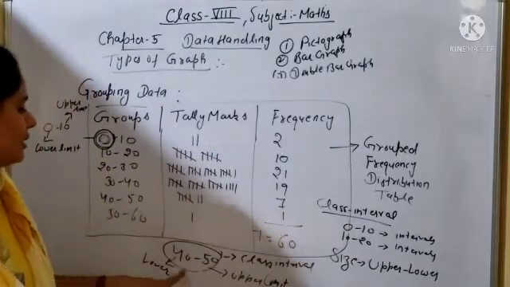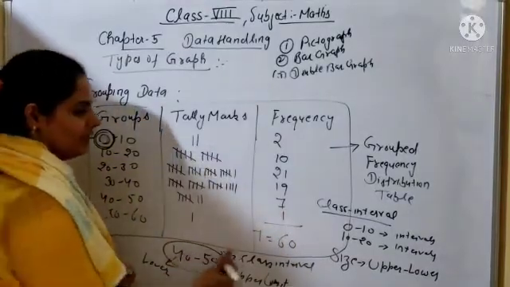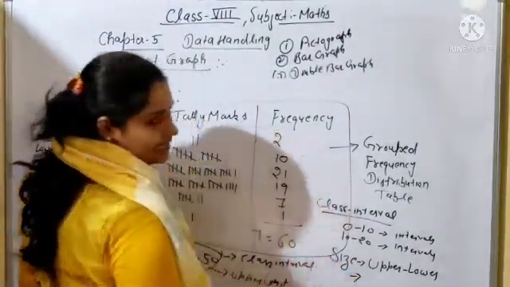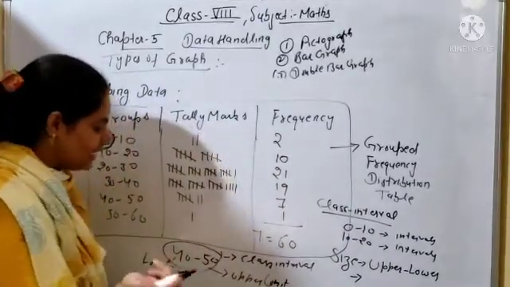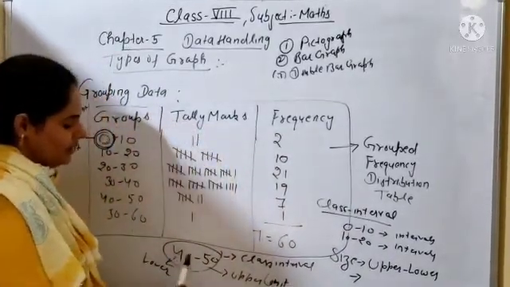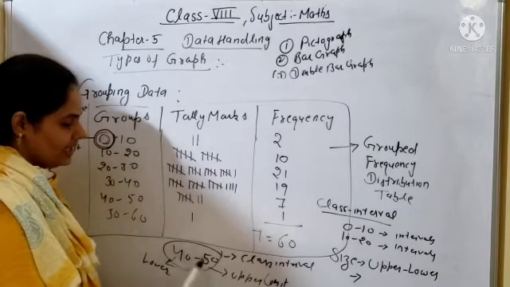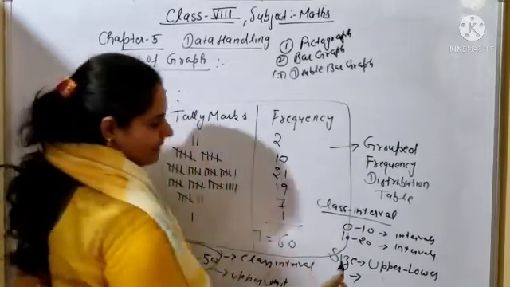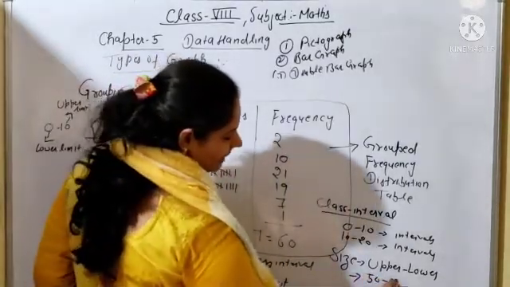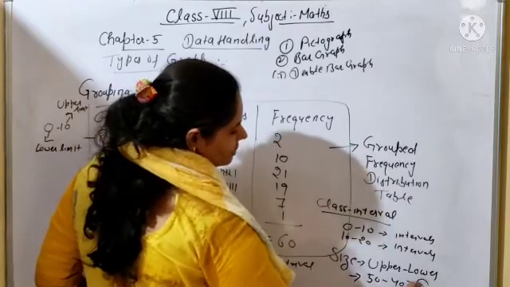So what will be the size of the class interval 40 and 50? They can ask the size of any class interval. So I am asking you to find out the size of class interval 40 to 50. The upper limit 50 minus the lower limit 40, so it will be 10.